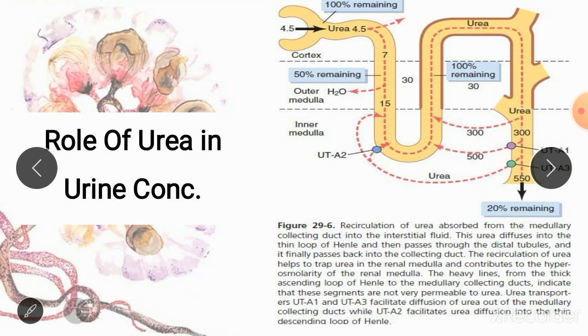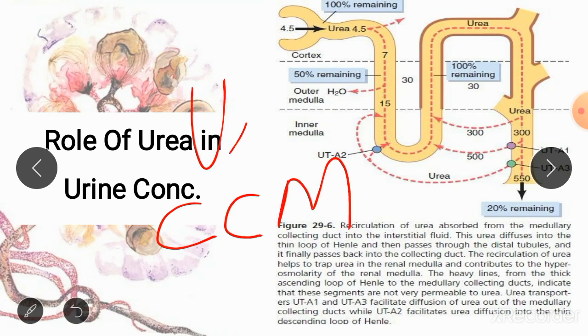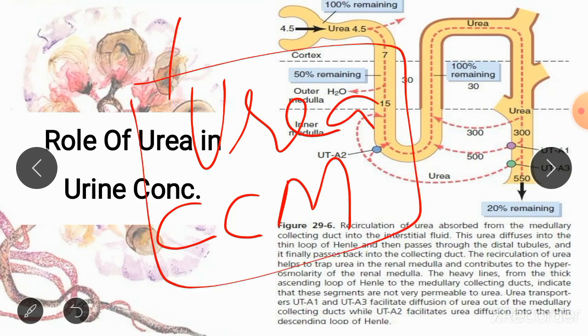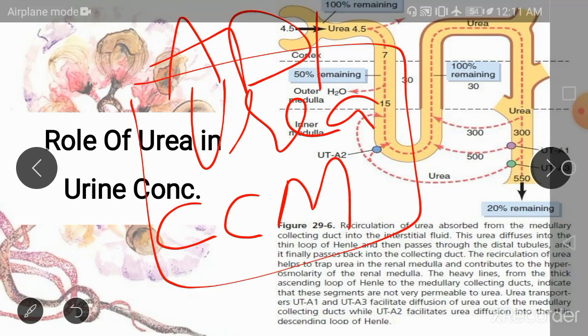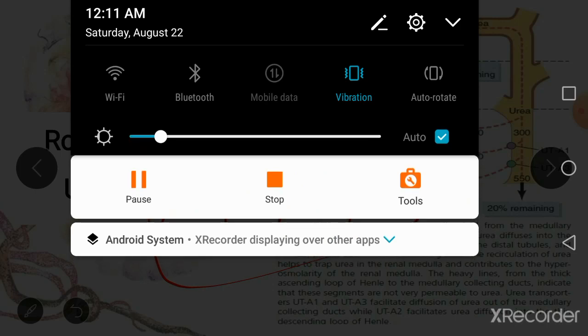So in this way, recycling of urea helps in increasing the osmolarity of the renal medulla and also helps in formation of concentrated urine. So this is how your countercurrent multiplier and your urea recycling, in the presence of ADH, help in the formation of concentrated urine.